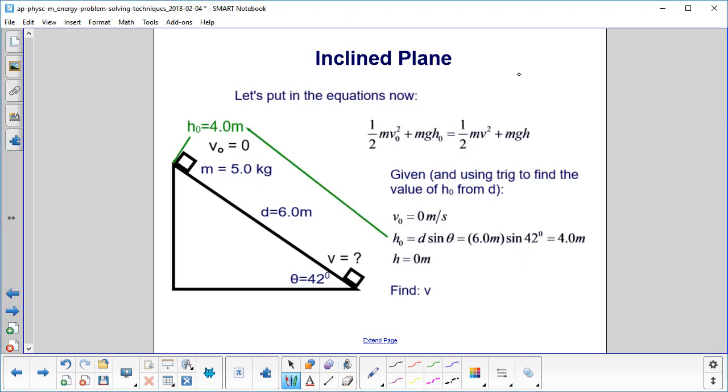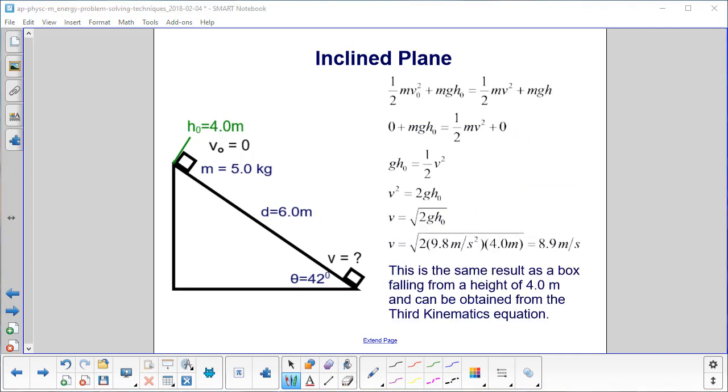We now substitute in our equations for the different energies. And what do we have to find for h, our initial height? We have to use a little bit of trig there, right? Because they gave us d, which is 6. But what we're going to do is find the height of the incline, and that's going to be d sine theta, so that will be 4 meters. Our initial velocity is 0, and our final height is 0, and we want to find v.